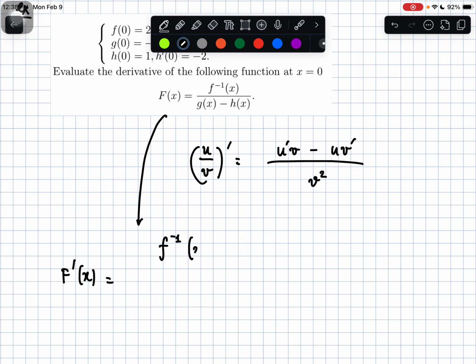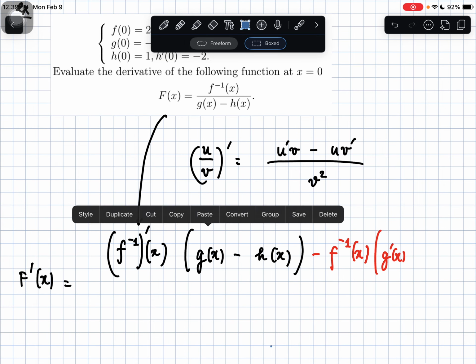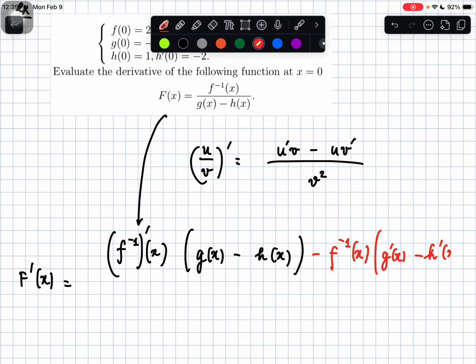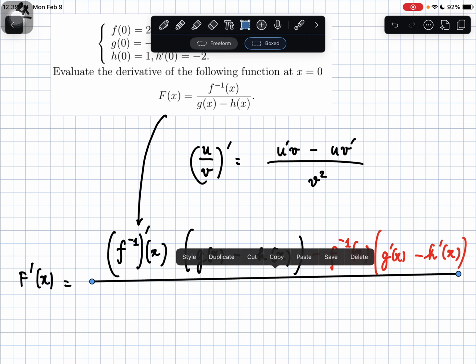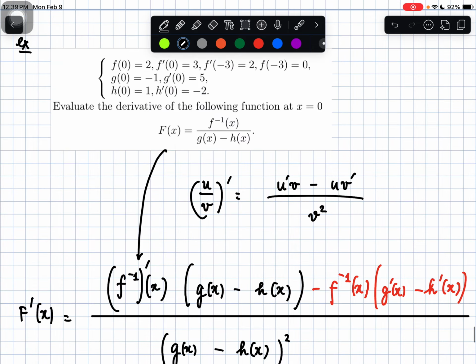f inverse of x prime times v, g of x minus h of x, minus u v prime, f prime f inverse of x. v prime is just g prime of x minus h prime of x, divided by g of x minus h of x, squared.